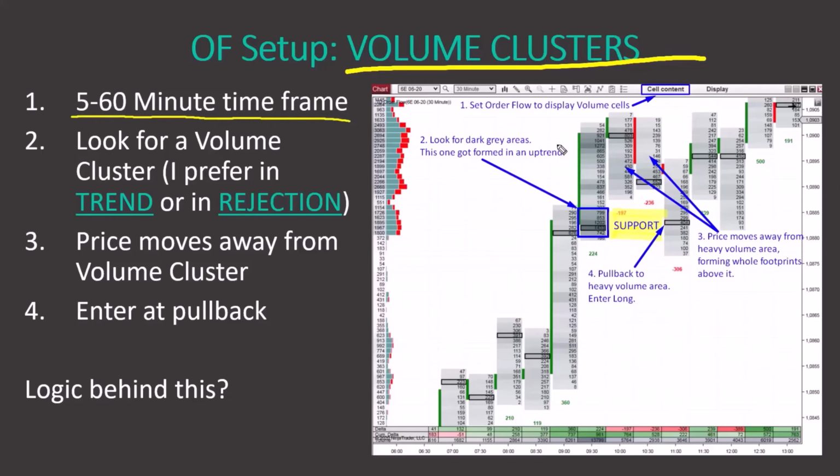With this strategy, you want to set a time frame to a 5-minute to 60-minute time frame. What I prefer is 30-minute time frame. You can see that on the picture here. So this is a 30-minute time frame. And you look for a volume cluster within a trend.